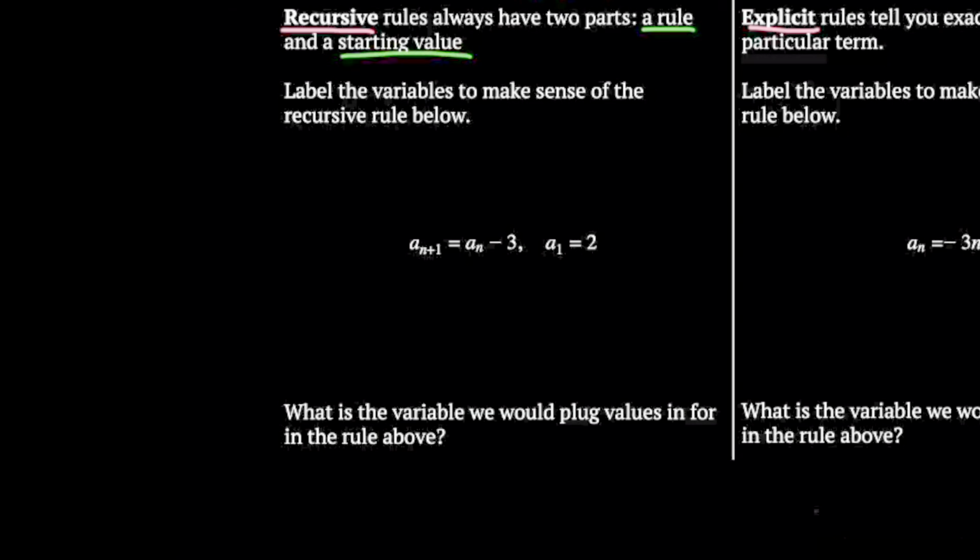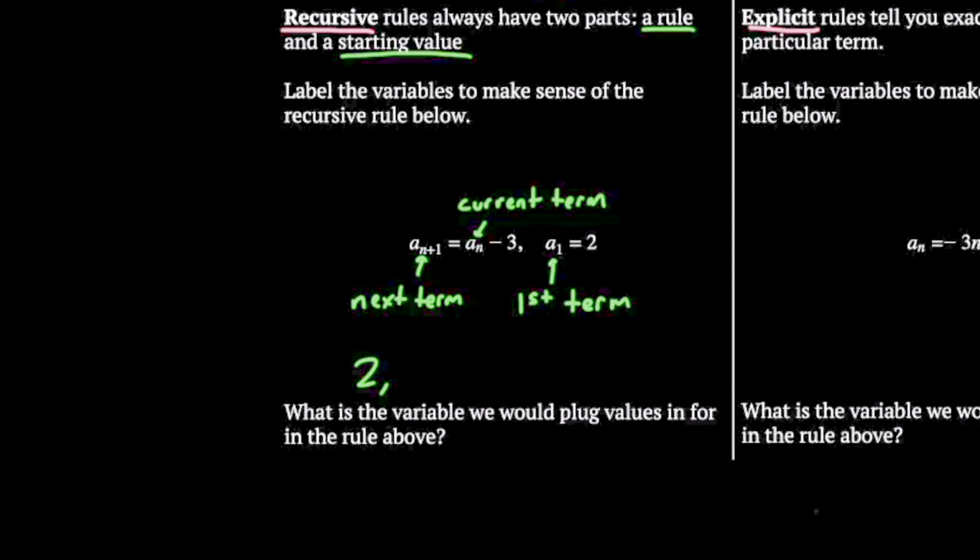So like in this example, our starting value a sub 1 is 2, and then the rule to follow is this: a sub n plus 1 equals a sub n minus 3. So a sub 1 is how we represent the first term, and we're saying that the value of that first term is 2. So if I was going to write this list out, the first number would be 2. So a sub n plus 1, that means the next term, because a sub n would mean the current term. That's because n is the term number, so if you take n plus 1, that's going to be 1 more than the current term number, that would be the next term number.